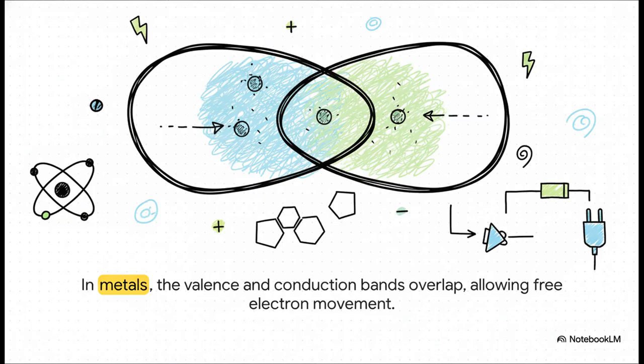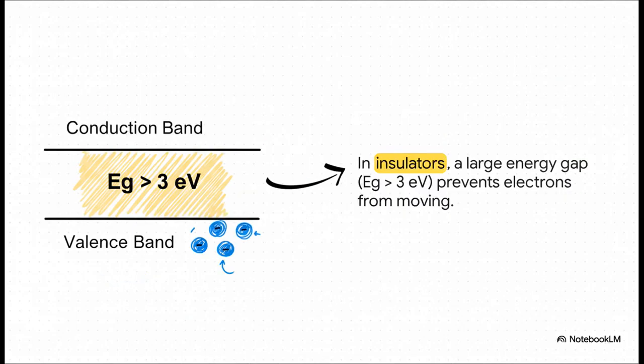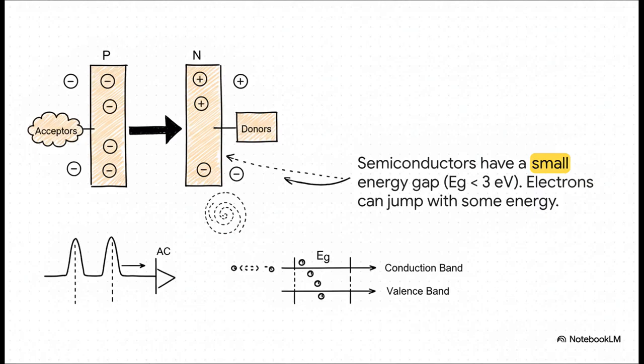So in metals, it's really cool. The home floor and the playground floor are basically connected. They overlap, so the electrons can move freely, which is exactly why metals conduct electricity so well. No problem at all. Now in insulators, it's the total opposite. The playground is on a very high floor, and guess what? There's no lift. This gap is huge. The electrons are just stuck at home and they cannot conduct electricity. It's impossible for them.